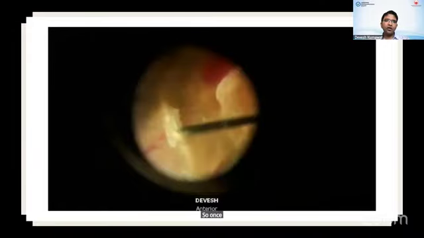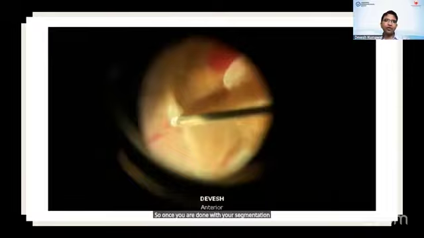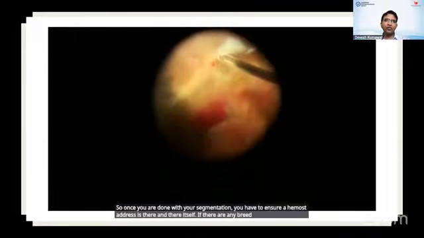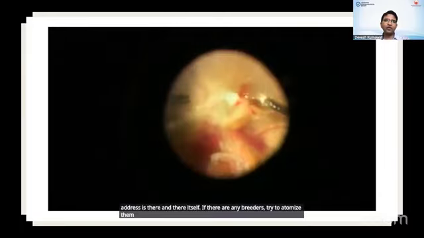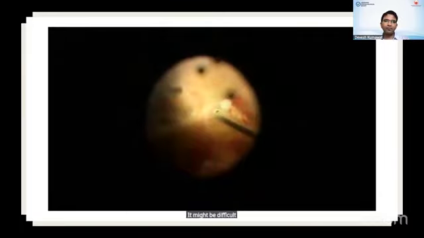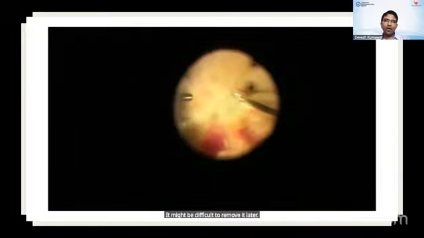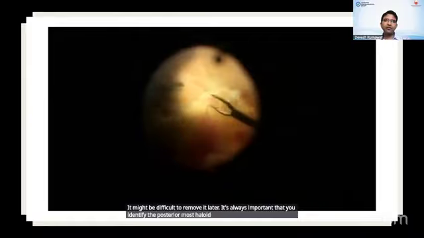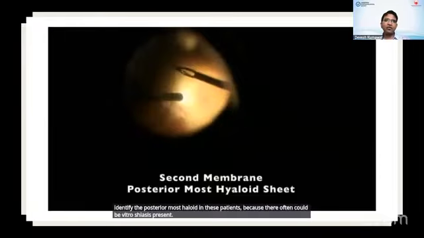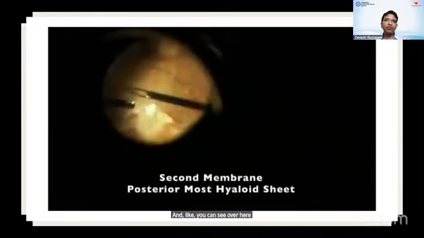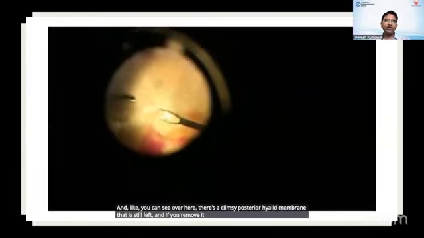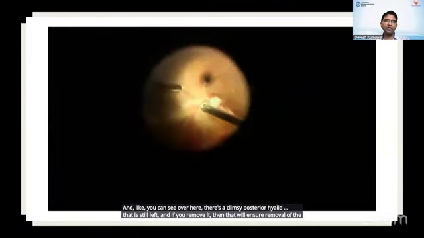So once you are done with your segmentation, you have to ensure hemostasis there and then itself. If there are any bleeders, try to diathermize them there itself, because otherwise the coagulum may form and then it might be difficult to remove it later. It's always important that you identify the posterior most hyaloid in these patients, because there often could be vitreoschisis present. And like you can see over here, there's a flimsy posterior hyaloid membrane that is still left. If you remove it, that will ensure removal of the complete traction in your cases.